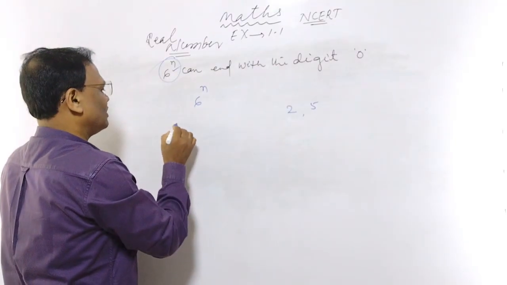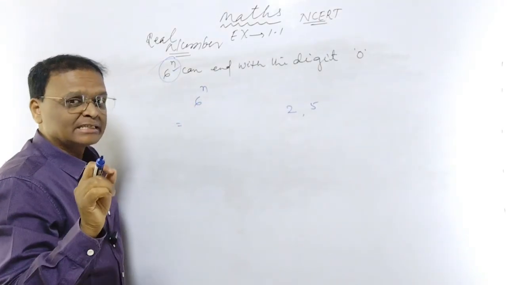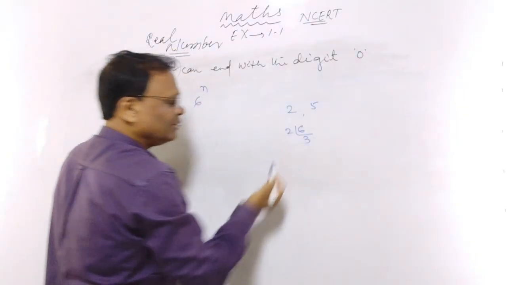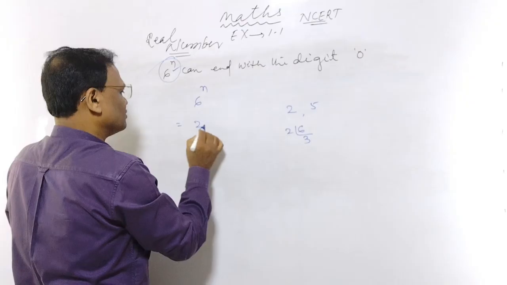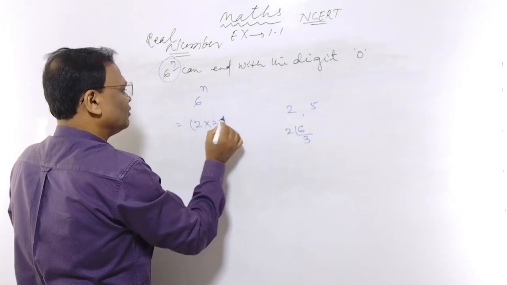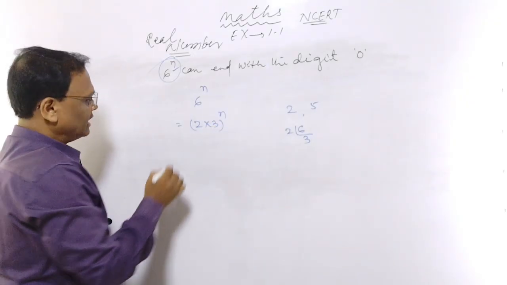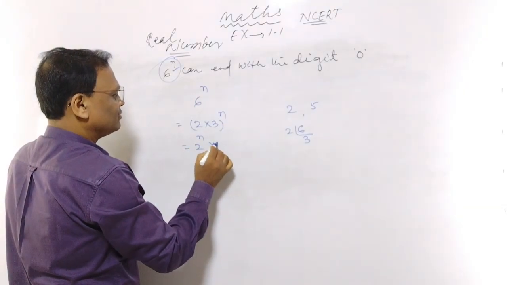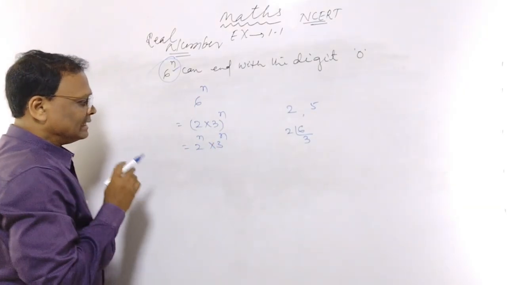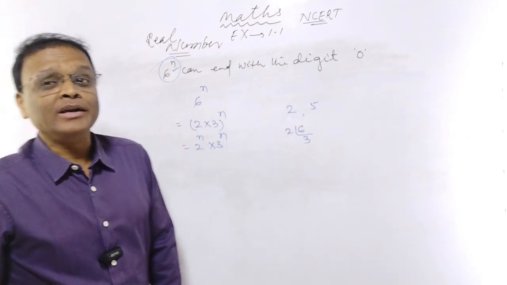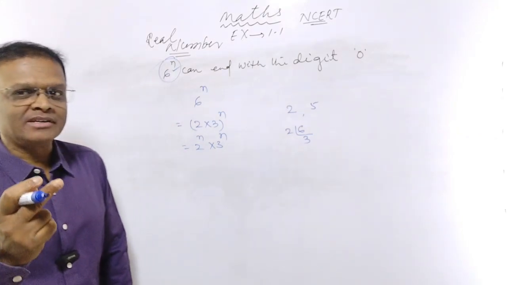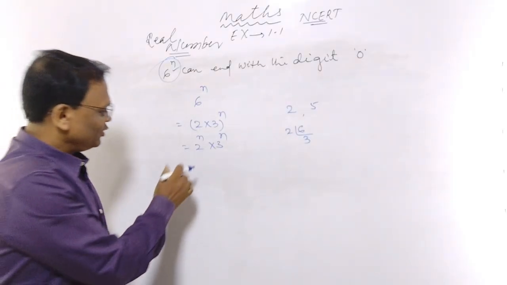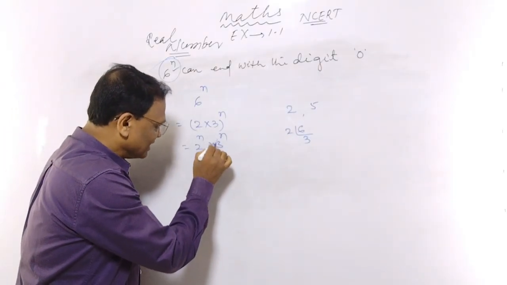Now let me find the prime factors of 6. Look at what the prime factors of 6 are: 2 and 3 only. So 6 to the power of n, I can write as (2 into 3) to the power of n. If I expand, this becomes 2 to the power of n into 3 to the power of n. And this will never end with the digit 0. Why? Because I needed two prime factors, one is 2, second is 5, whereas here I am getting 2, and second is 3.